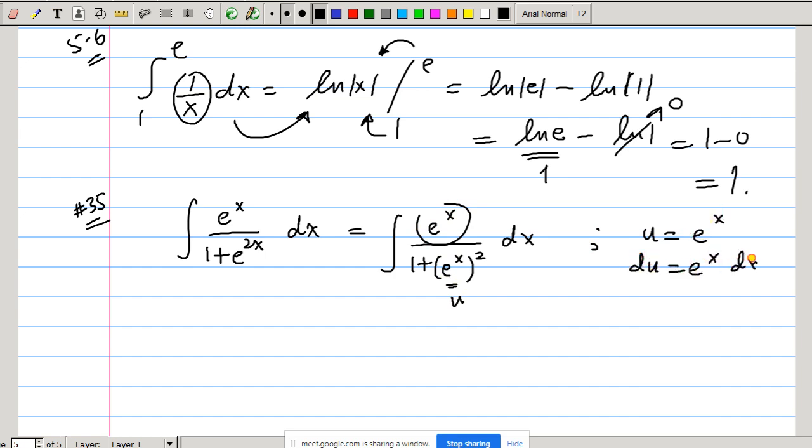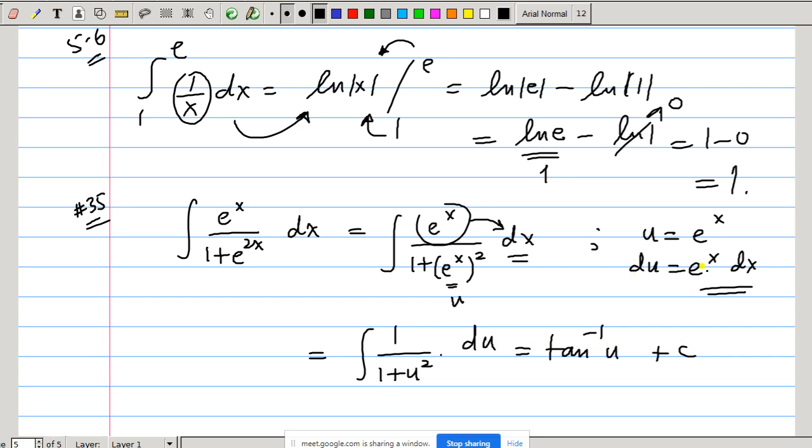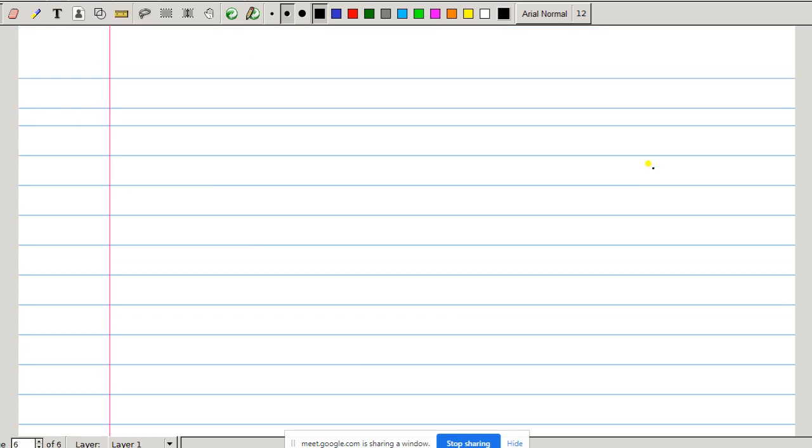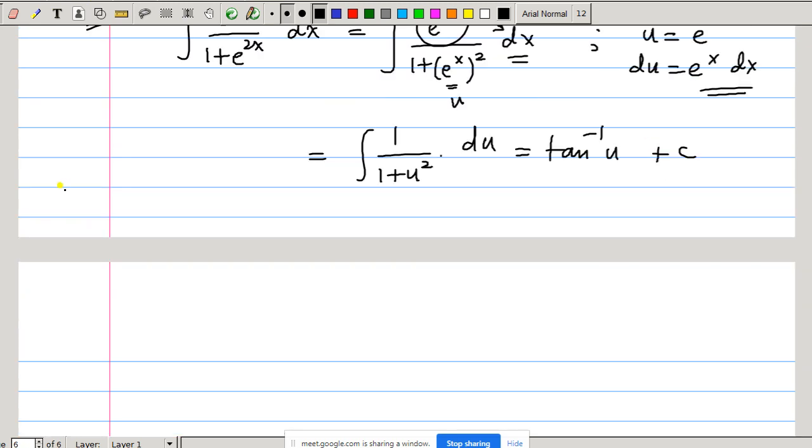So now you see I will get 1 over 1 plus u squared, and e^x with dx will give me du. And now it is a formula that it is tangent inverse of u plus constant. 1 over 1 plus x squared. Again, you see we have to remember the formulas. If you look at your table, this is given in the table, as well as in section 5.2 these formulas are given.